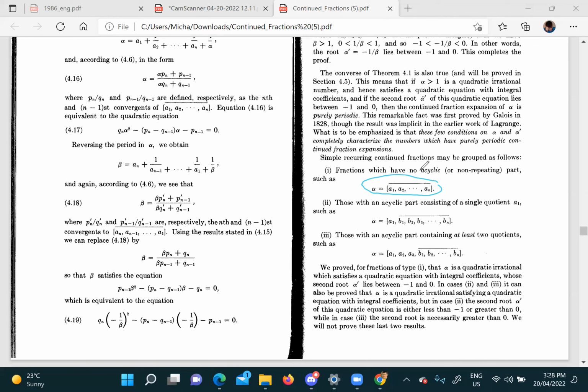So basically, a reduced quadratic irrational is a solution of a quadratic equation with integer coefficients, where the root is greater than 1 and the other root is between 0 and -1. And so the claim is that purely periodic continued fractions exactly represent reduced quadratic irrationals.